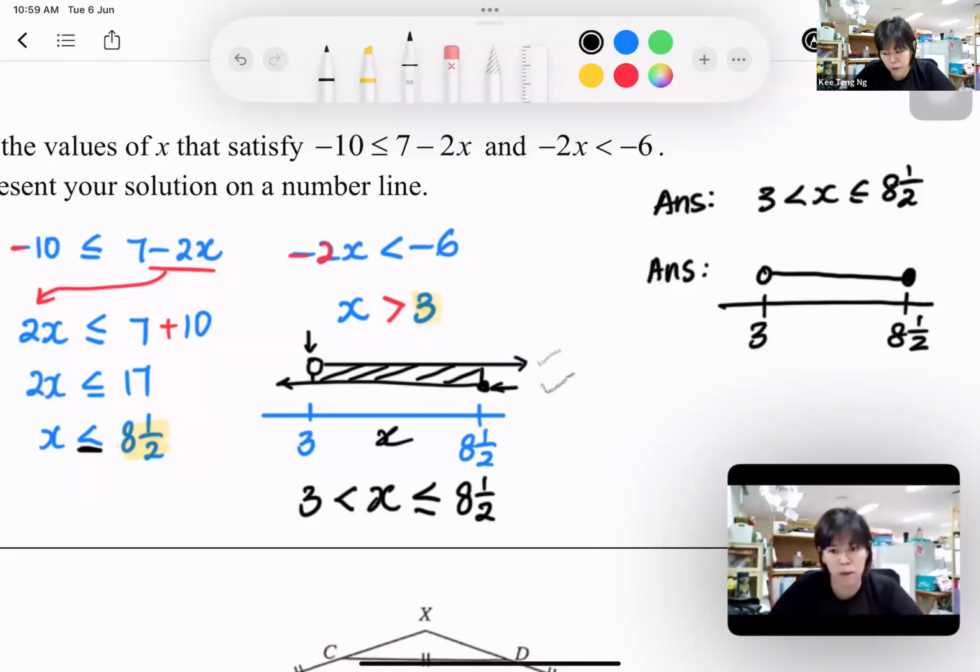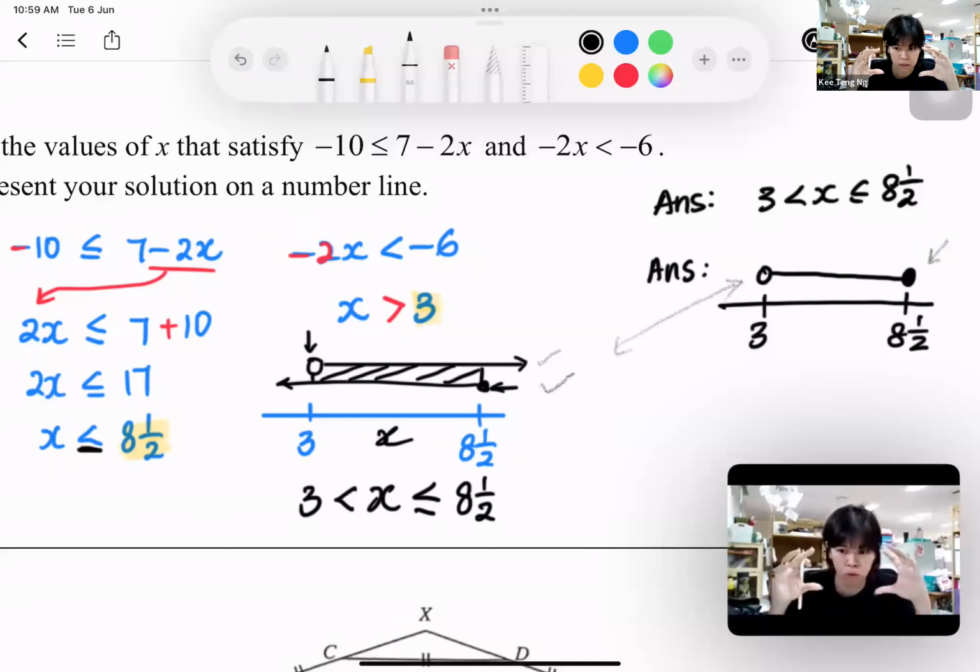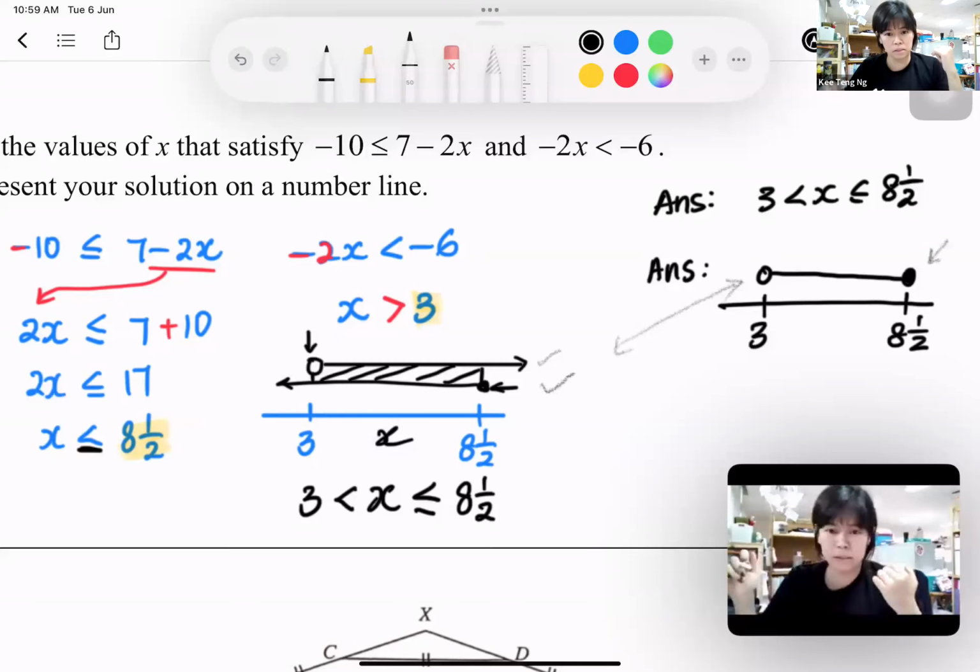Okay, you have to understand that these two answers represent the same thing, but they are different. This is the combined answer. So it's compiled together, the two inequality lines squashed and then put together as one number line. Okay, so this should be the final answer.